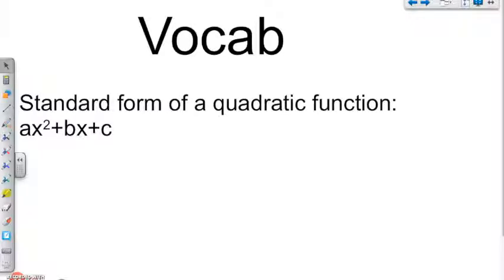So first, let's fill in our last vocabulary word for this packet, and that is standard form of a quadratic function. The standard form of our quadratic function is just going to be ax squared plus bx plus c. And if you want, you can add where a is not equal to 0, because if a was equal to 0, then it would not be a quadratic, it would just be a linear function. But make sure you have at least in your notes ax squared plus bx plus c.